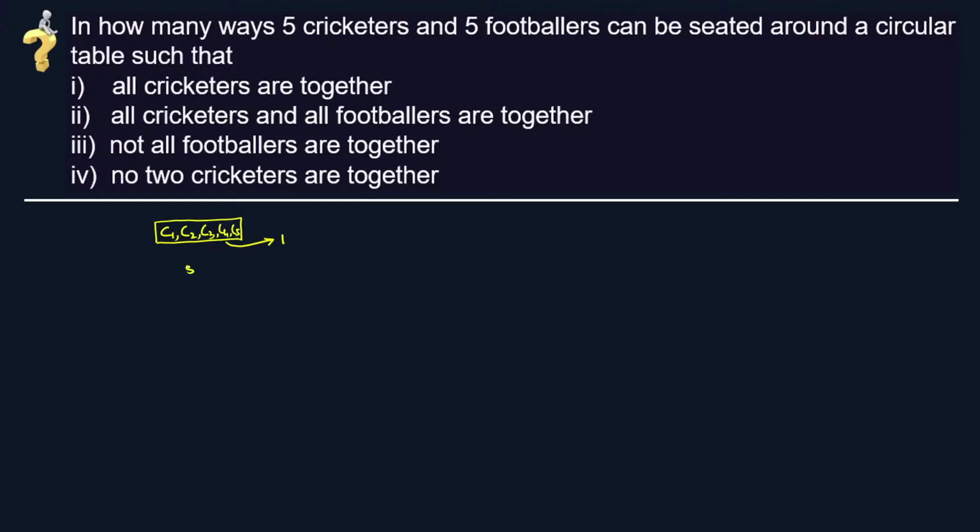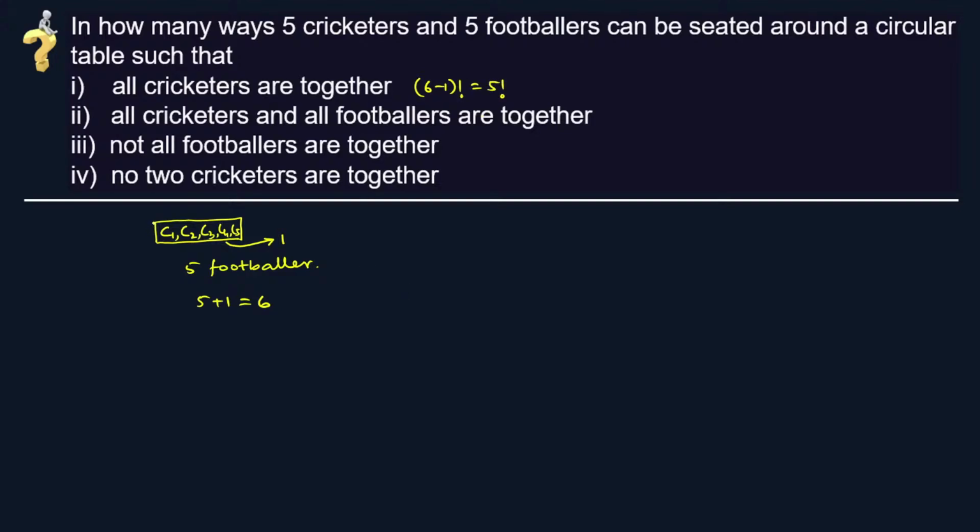I will treat this box as one object, and there are 5 footballers also. Now there will be a total of 6 objects. I am treating the cricketers together as one object. So we have 5 plus 1, that is 6 different objects, which will be arranged around a circular table in 6 minus 1 factorial ways. That gives us factorial 5.